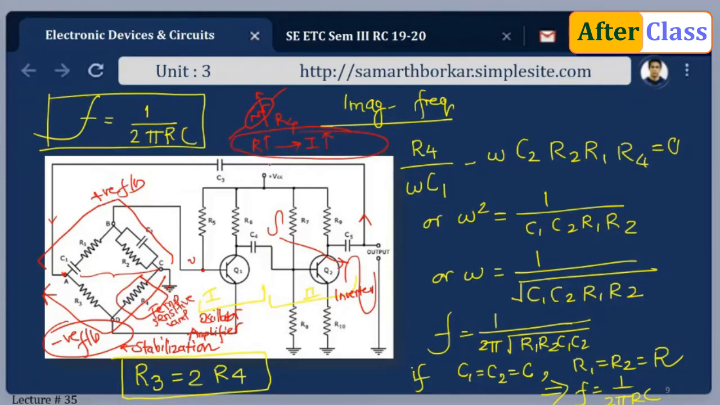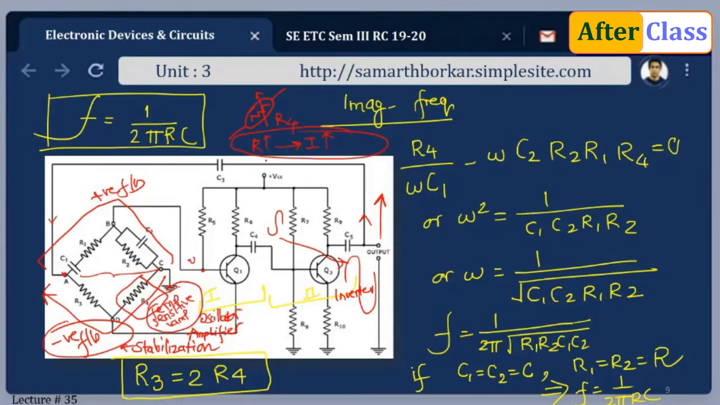Fine. Now, in case the amplitude of output tends to increase, if the output happens to be more, what will happen? More current will pass through it. Fine. More current meaning more resistance offered by this temperature sensitive lamp. More resistance meaning more voltage drop. And more voltage drop in the opposite direction will act as a negative feedback. Again, let me repeat this. R4 is used as a temperature sensitive lamp. Okay, temperature sensitive lamp. Fine.